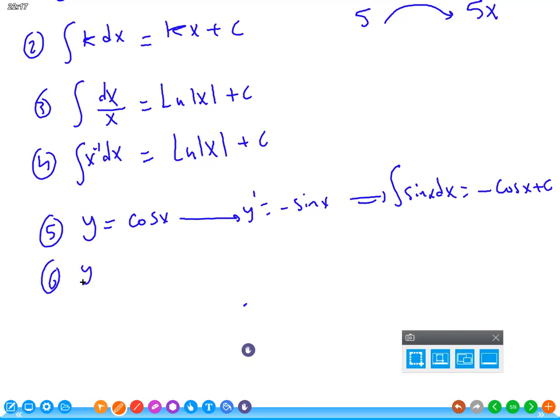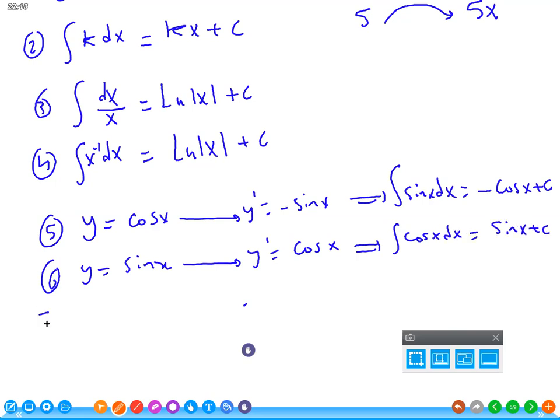6, y equals sine x. What's the derivative? Cosine x. The integration of cosine x equals sine x, the antiderivative. Clear? 7, integration of secant square x. What is the function that gives me secant square? It's tangent x plus c.